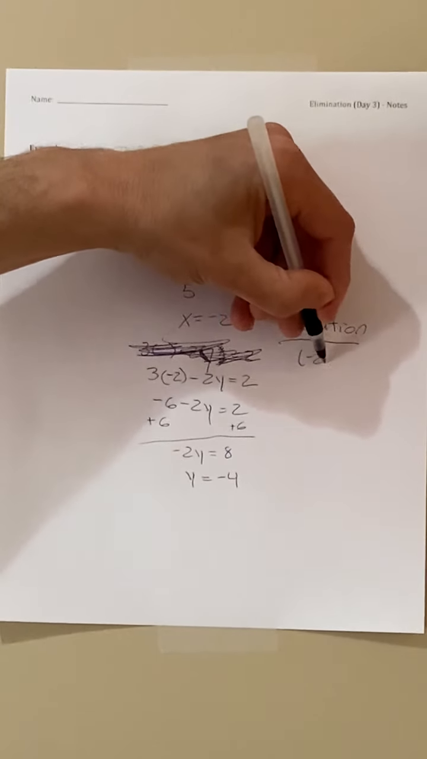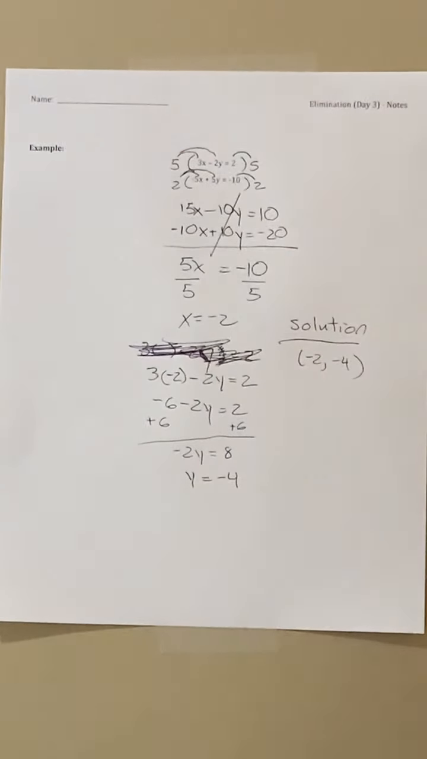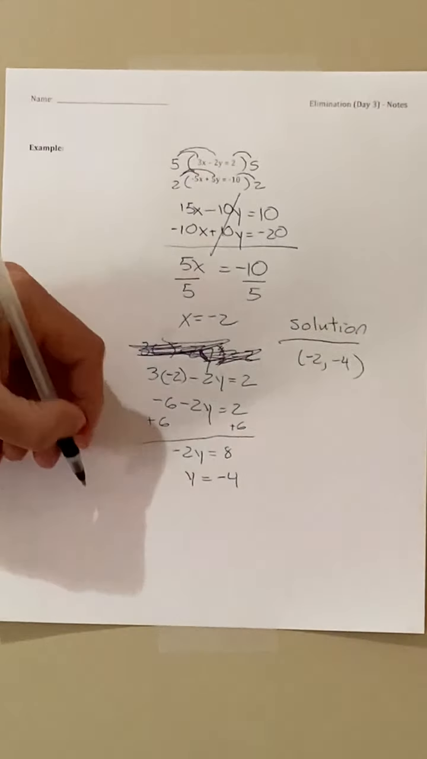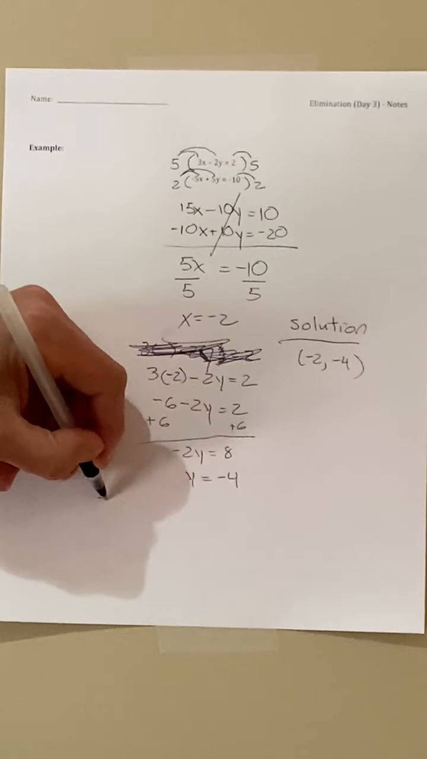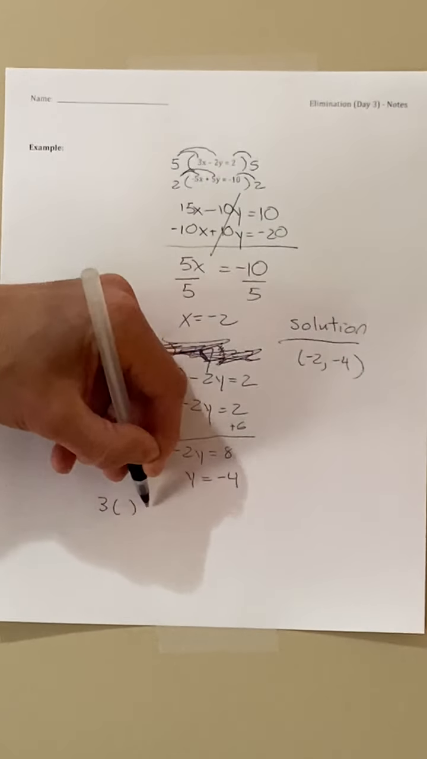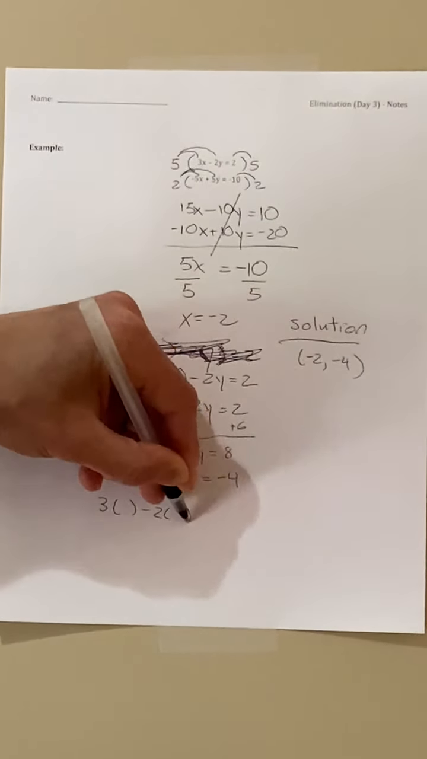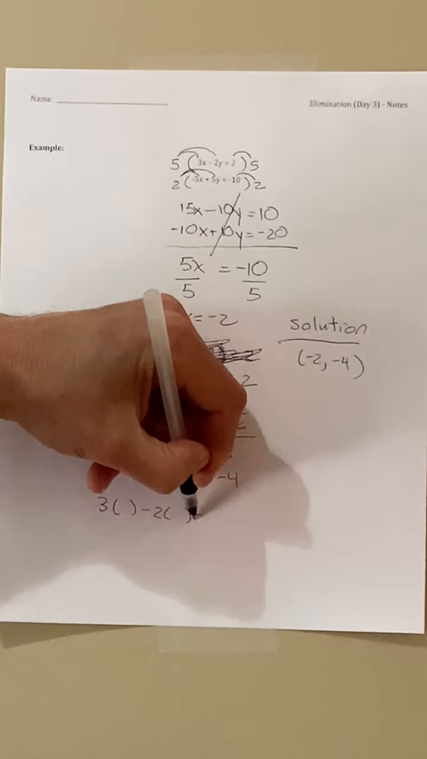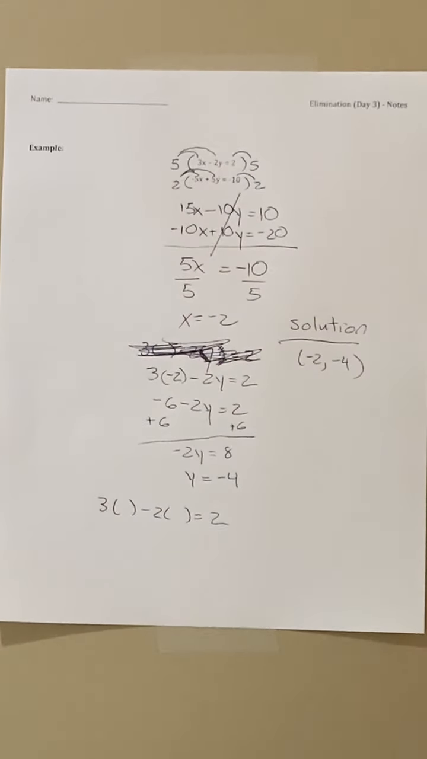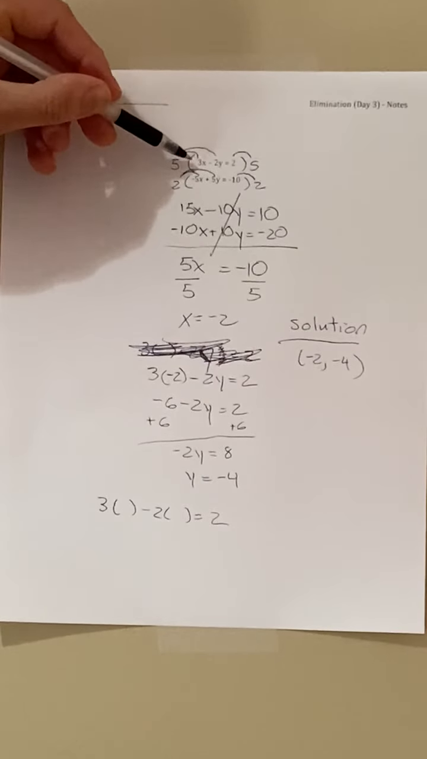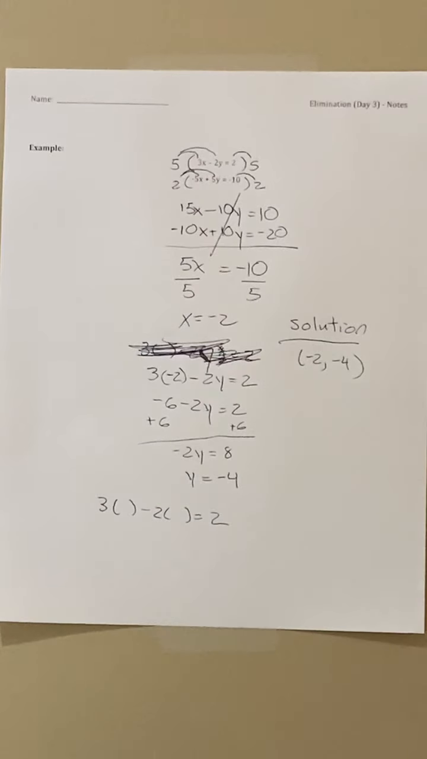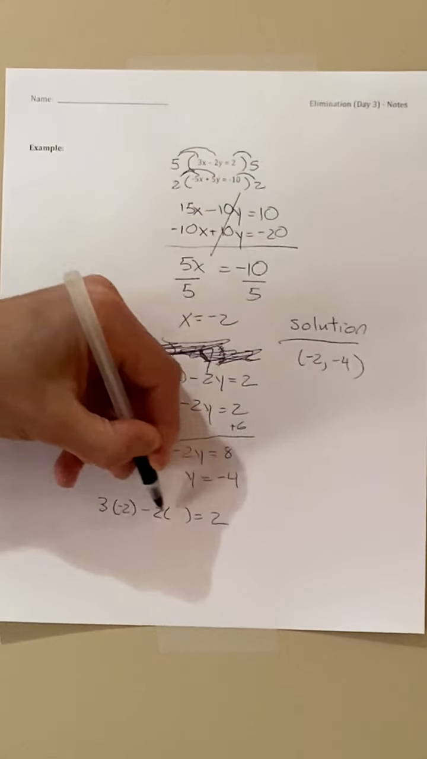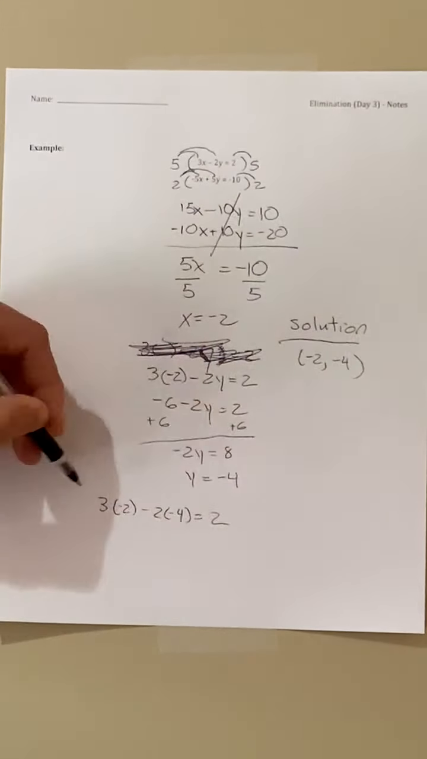So my solution is negative 2, negative 4. Now let's go ahead and check this. To check, I'm going to go into both equations and plug in my solution. I'm taking my original equation before I multiplied, 3x minus 2y equals 2. Let's plug in our solution. X is -2, y is -4.